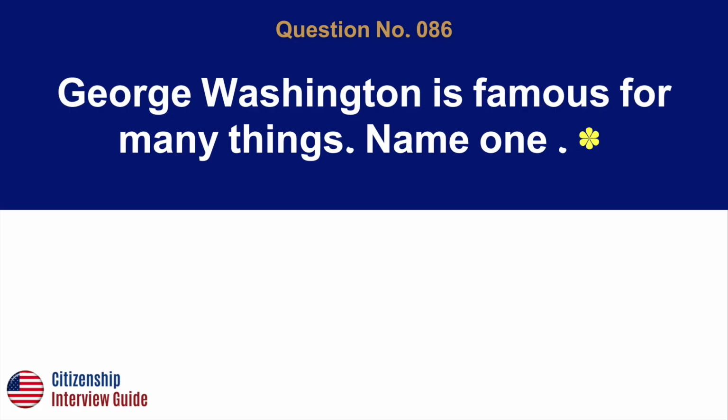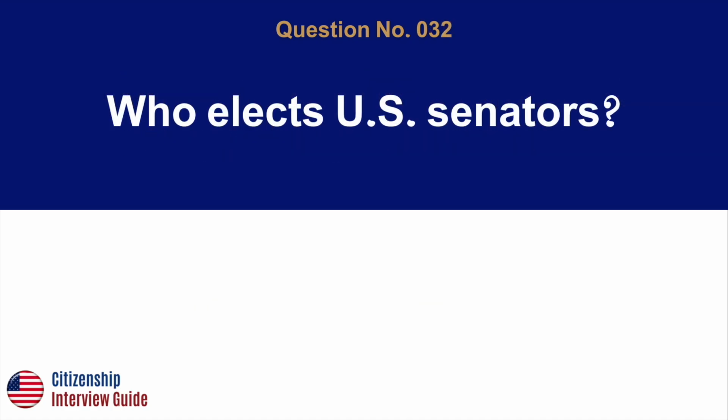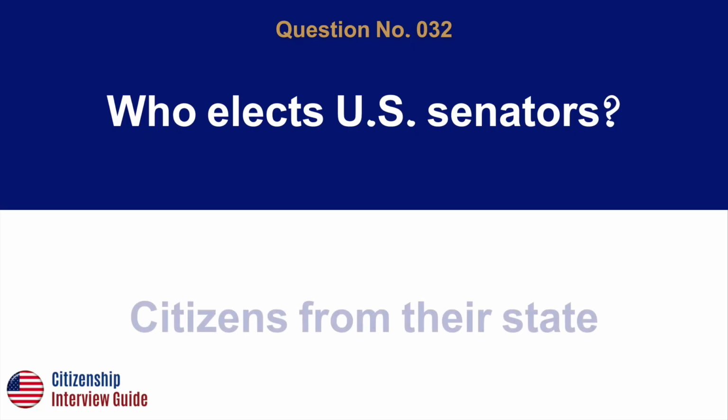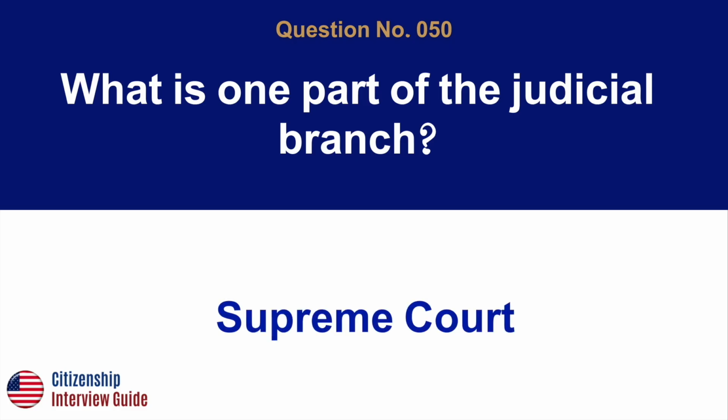George Washington is famous for many things. Name one. Father of our country. Who elects U.S. senators? Citizens from their state. What is one part of the judicial branch? Supreme Court.